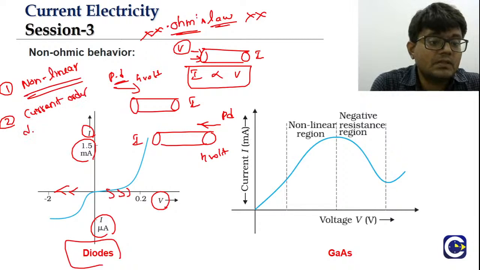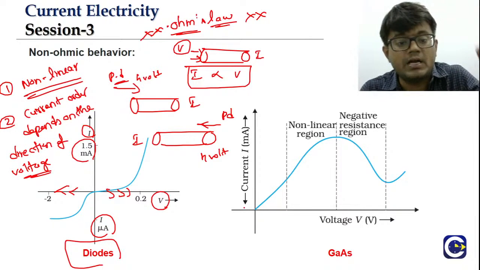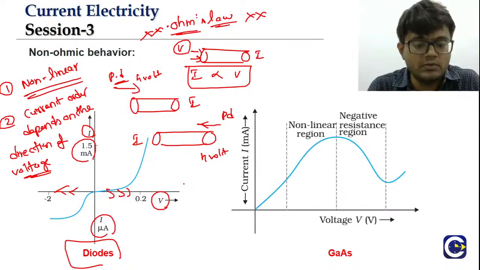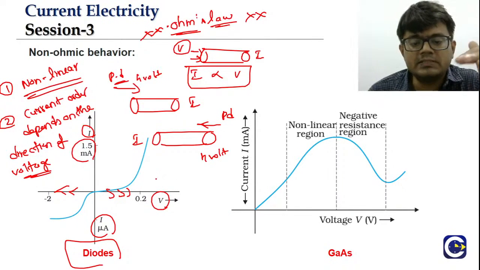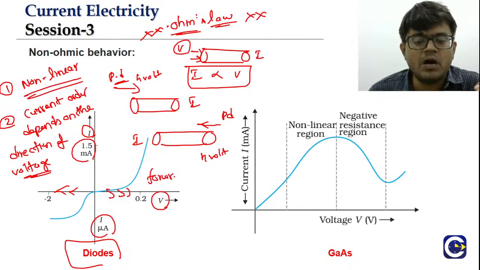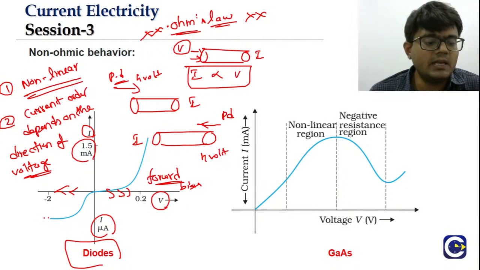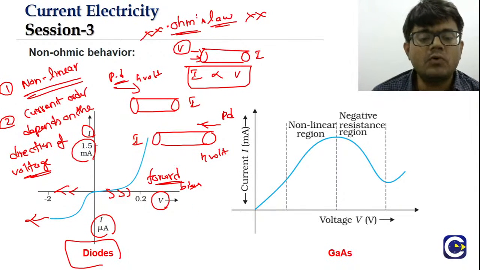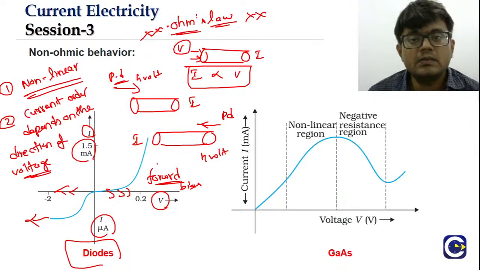Second, the current magnitude depends on the direction of the voltage. Based on the direction in which we applied the potential difference, the magnitude of the current changes. These are the words we use in the diodes discussion: when you apply potential difference in one direction, we call it forward bias. The opposite direction we call reverse bias. In forward bias, the current will be at a higher level.